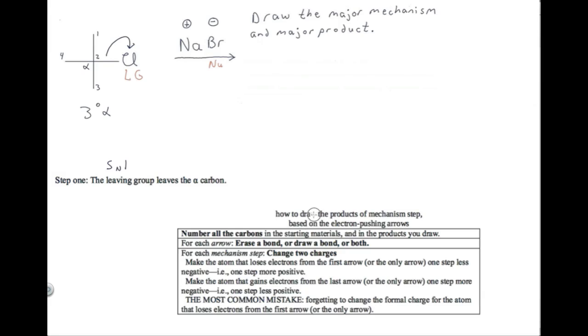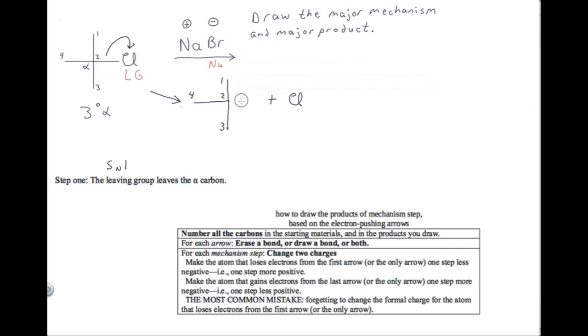Here are some rules for how to draw the products of a mechanism step based on the electron pushing arrow. I've already numbered all the carbons in the starting material. Now, each arrow tells you to erase a bond, draw a bond, or both. Do you think that this arrow tells us to erase a bond, draw a bond, or both? I hope it's intuitive that this arrow tells us to erase a bond. Erase which bond? This arrow tells us to erase the bond between carbon-2 and the chlorine, because the tail of the arrow is on the bond between carbon-2 and the chlorine.